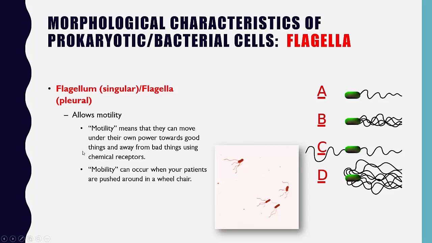Let's distinguish for a moment the difference between motility with a T and mobility with a B. Mobility means that they're moving but not under their own power. Good pathogens are all mobile. Some of them just travel through the bloodstream, but it doesn't mean they're moving under their own power. A lot of bacterial toxins are very mobile through the bloodstream and lymphatic system and through tissue, but they are not motile. They do not have a specific direction. They just go with the flow. So mobility occurs when your patients are pushed around in a wheelchair. Now you know the difference?